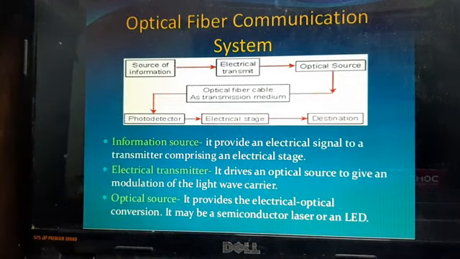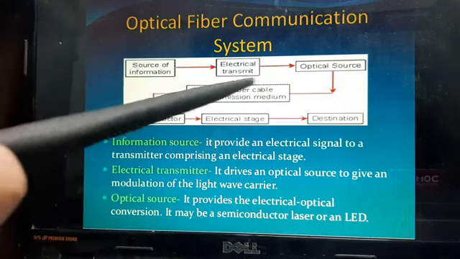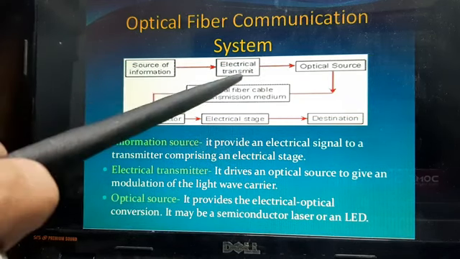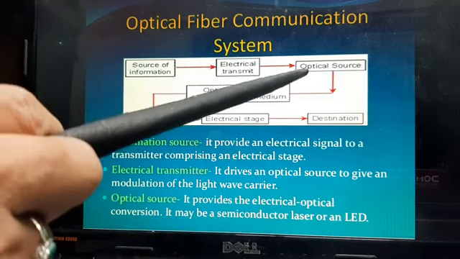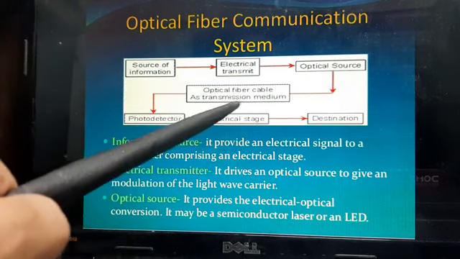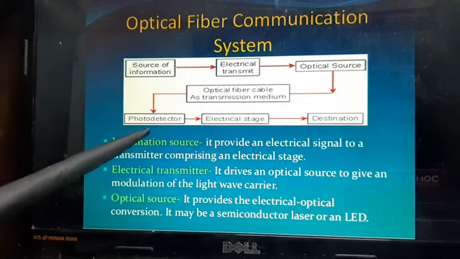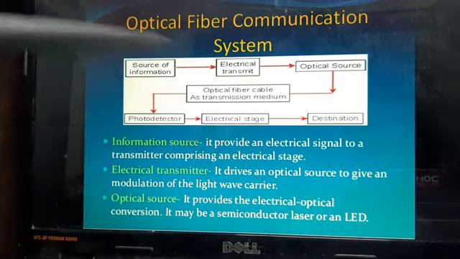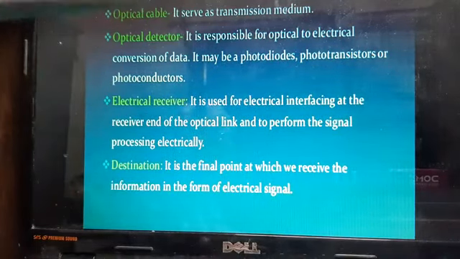So this is the optical fiber communication system. How is communication possible in the optical fiber? This is the basic block diagram for this system. That is, source of information, electrical transmitter, and optical source, then optical fiber cable as transmission medium, then photo detector, then electrical stage, and lastly the destination. So these are the explanations of all components.